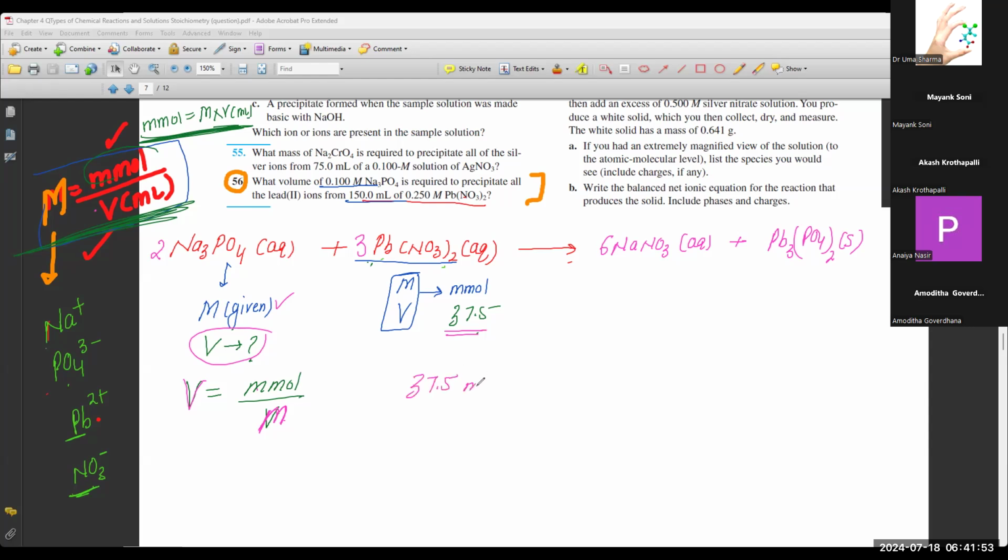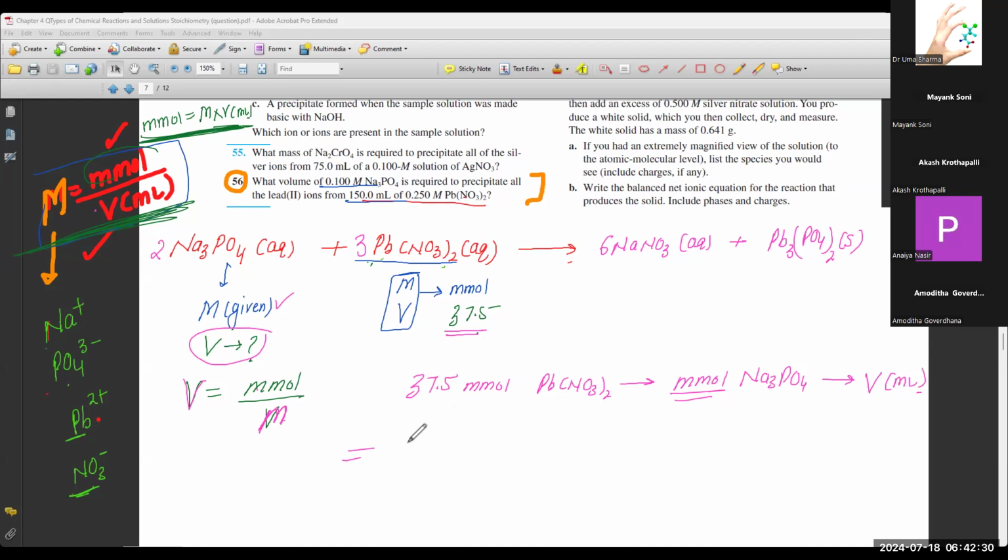37.5 millimoles of Pb(NO3)2. Convert that into millimoles of Na3PO4. Convert that into volume. Because you are working with millimoles, your answer will be in milliliter. Ready? We are doing this dimensional, Amodita, Mayank, Ananya, and you can see Akash is continuously helping me.